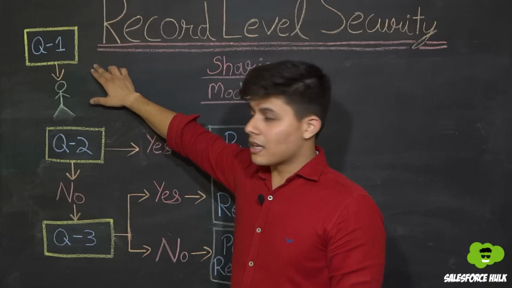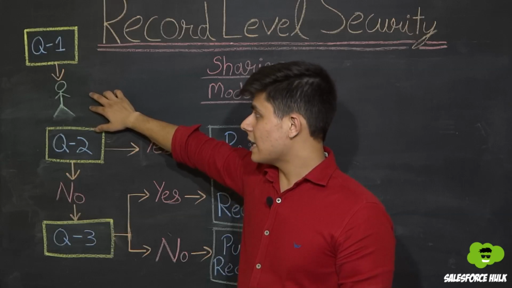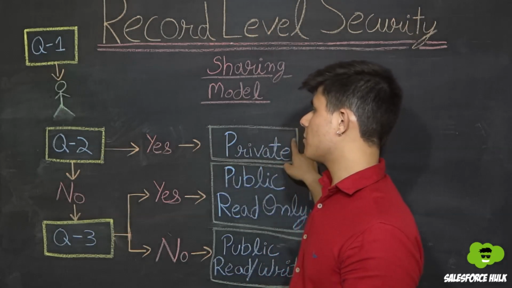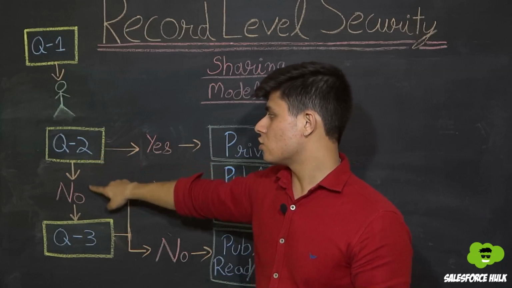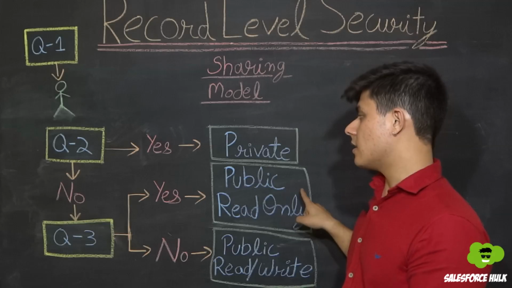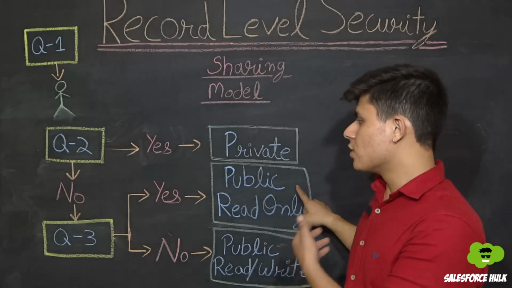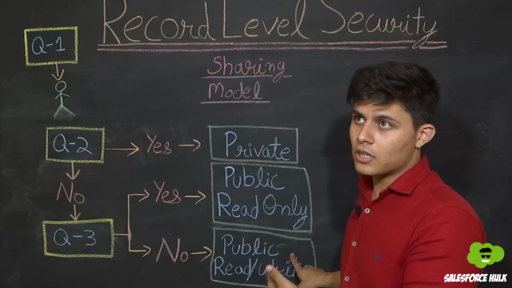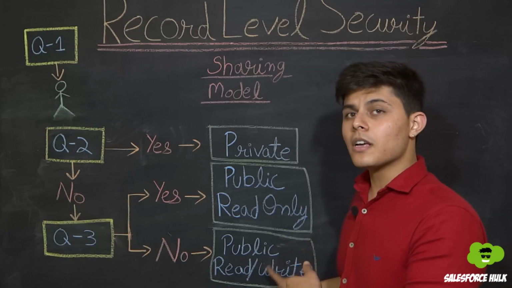Ask the first question and determine the user. Then go to the second question. If the answer to the second question is yes, then the access level will be private. If the answer to the second question is no, then go to the third question. If the third question's answer is yes, then the access level will be public read only. And if the answer is no, then in that situation the access level of OWD for that particular object will be public read write.